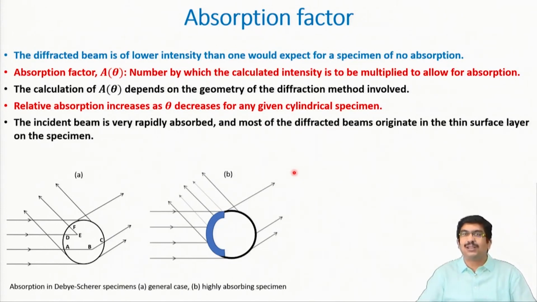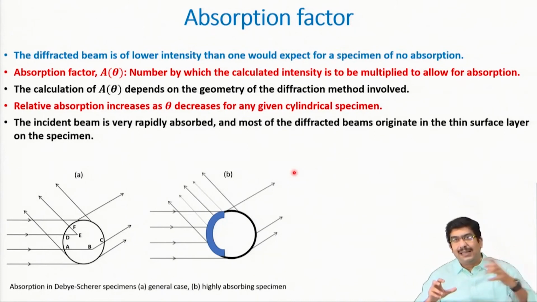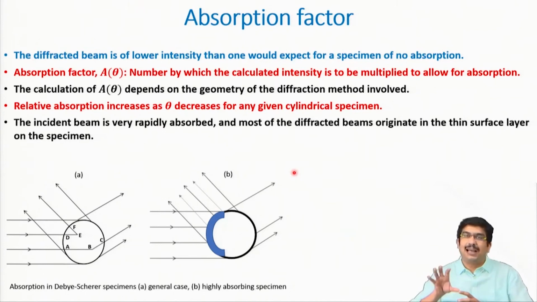So, if the absorption is not there within the specimen, then the diffracted intensity will not decrease because of this factor. But some amount of absorption will always happen before the incident X-ray beam hits the specimen and the diffracted beam reaches the detector. In the entire process, there will be some amount of X-ray absorption that will definitely happen, and that will decrease the intensity of the diffracted beam even further.